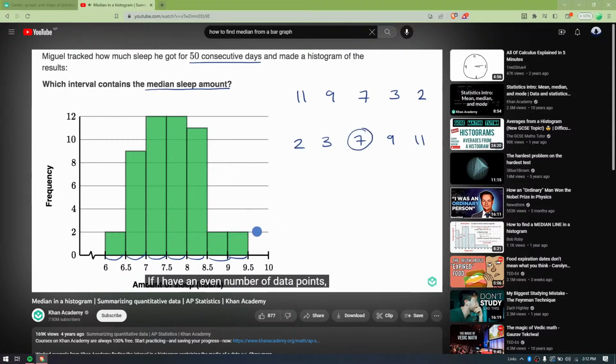If I have an even number of data points, I still would want to order them from least to greatest. So let's say that I have a 1, 1, 3, and a 7. But here, you don't have a clear middle. So the median would be the mean of the middle 2 numbers.